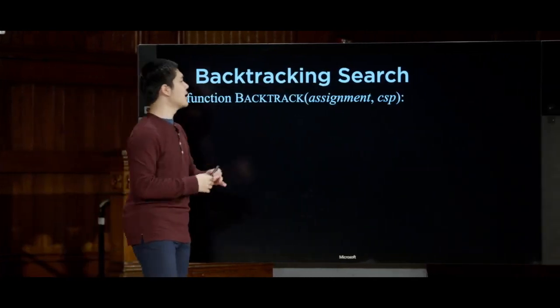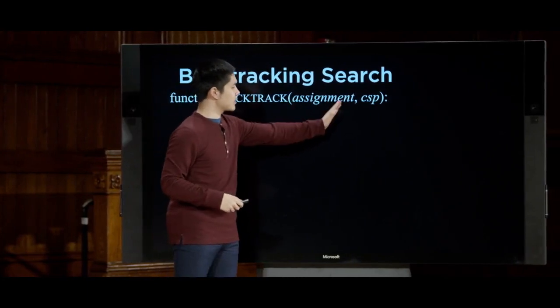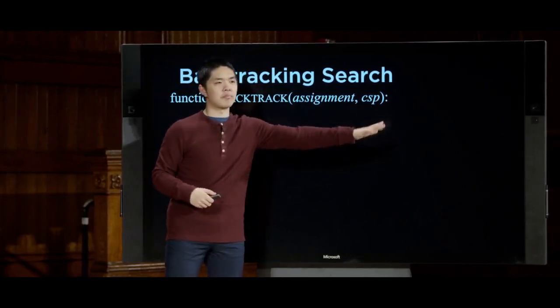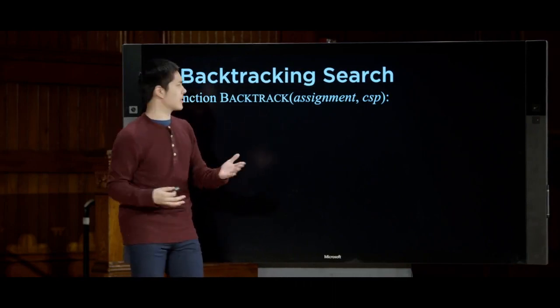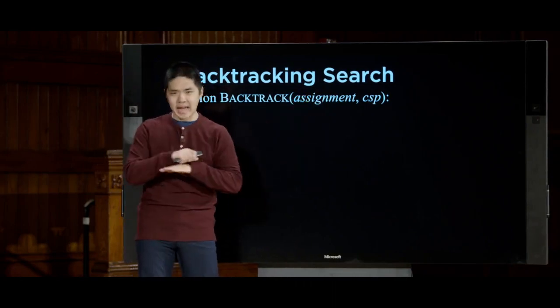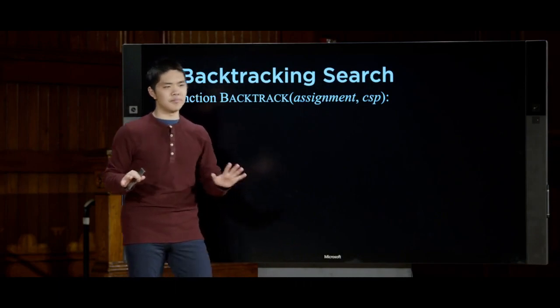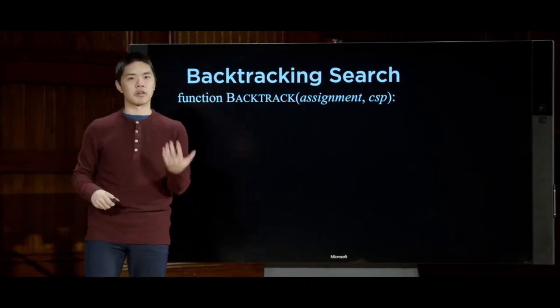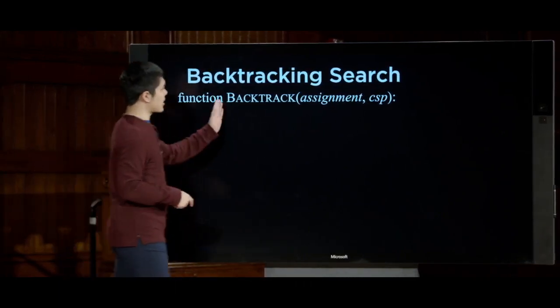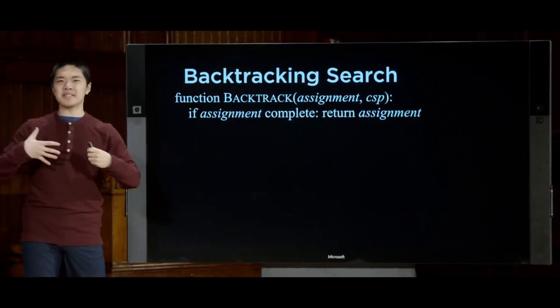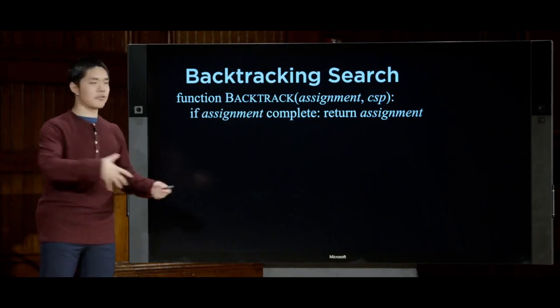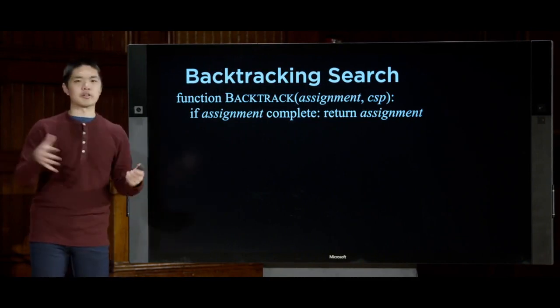Function called backtrack that takes as input an assignment and a constraint satisfaction problem. So initially, we don't have any assigned variables. So when we begin backtracking search, this assignment is just going to be the empty assignment with no variables inside of it. But we'll see later this is going to be a recursive function. So backtrack takes as input the assignment and the problem. If the assignment is complete, meaning all of the variables have been assigned, we just return that assignment.